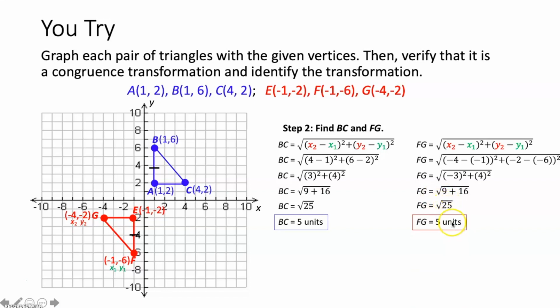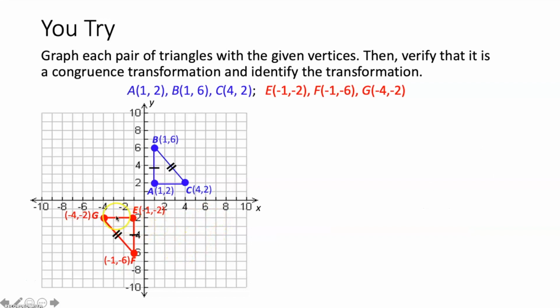Therefore, the measure of segment BC and the measure of segment FG are both 5, so they would be congruent to one another. Last but not least, let's find the measure of the last pair of corresponding sides, segment AC and segment EG. So to find those measures, we use the distance formula. We choose one of the points to be x sub 1, y sub 1, the other one to be x sub 2, y sub 2.